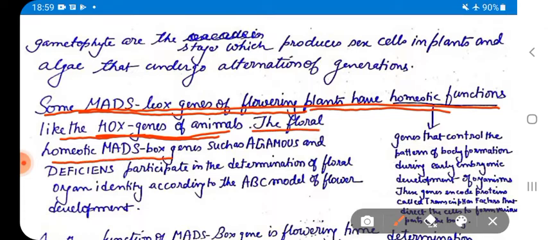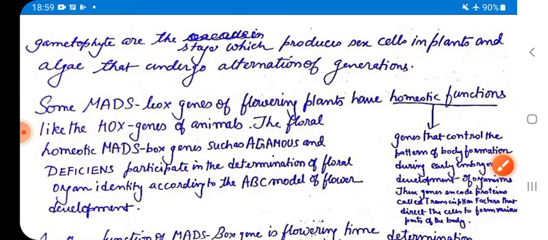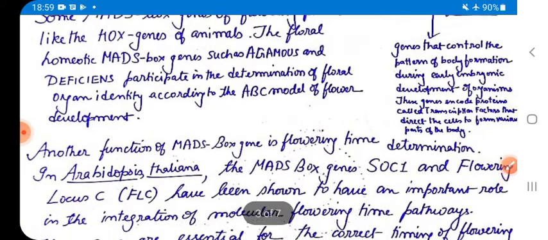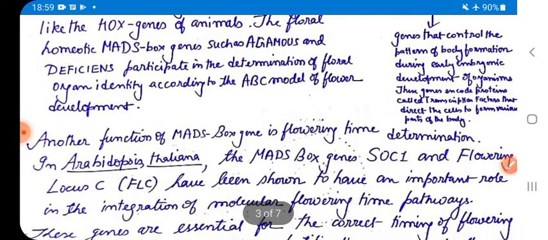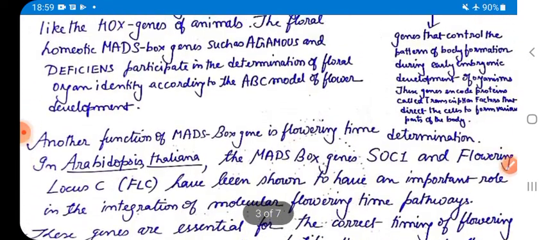The floral homeotic MADS-box genes like AGAMOUS and DEFICIENS participate in determination of floral organ identity according to the ABC model of flower development. So here it has been said that these two genes, AGAMOUS and DEFICIENS, participate in determining the floral organ identity according to the ABC model of flower development. Now, we will discuss the ABC model of flower development in a moment, but we have to see other MADS-box genes which participate.